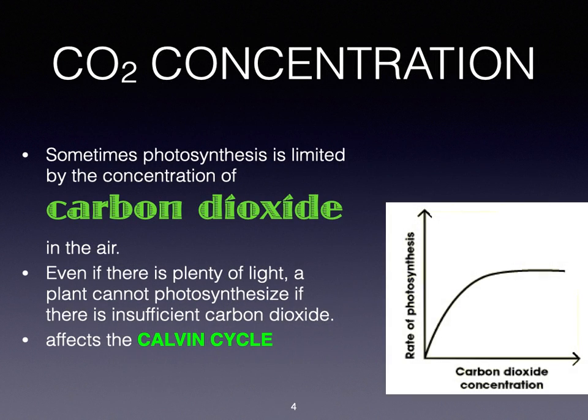The carbon dioxide concentration is limited by the amount of carbon dioxide in the air. Even if there is plenty of light, a plant cannot photosynthesize if there isn't enough carbon dioxide. This obviously is going to affect your Calvin cycle, because that's where CO2 is one of your reactants.